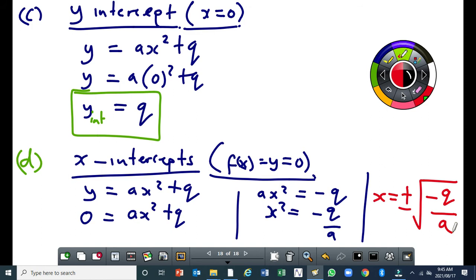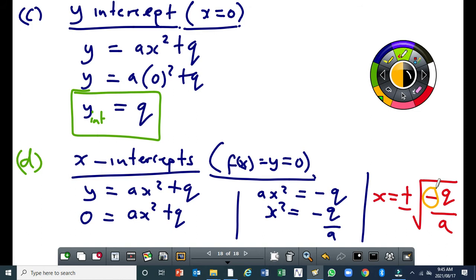Because this minus here is the minus of the formula, this one here. If q is negative, then minus q gives you a positive q, which means a must be positive. The value of a can be both positive and negative. Also, q can be positive and negative. But later I'll talk about that q separately.